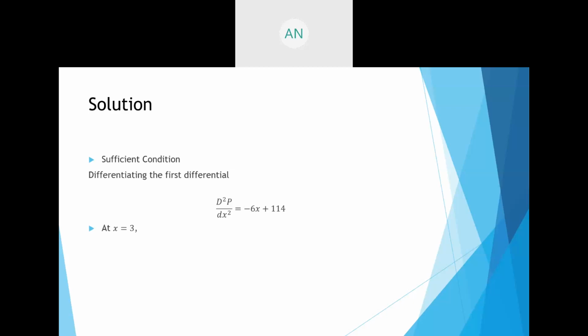If I put x as 3, the value that I get is 96. So minus 6 into 3 plus 114 is equal to 96. Now what does that mean? 96 is positive, it is greater than 0. So therefore P is minimum at x is equal to 3. That means in the factory, if we manufacture about 3 tons per week, we are going to have the minimum profit. But we do not want that, we want maximum profits.